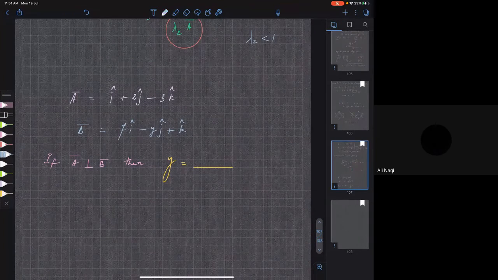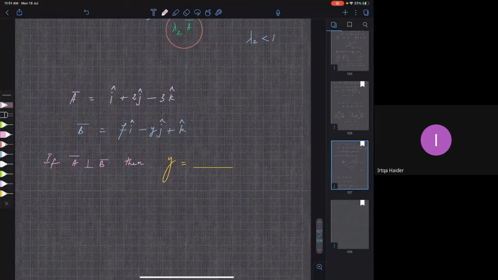So cos 90 will be zero. Tell me. Dot product is zero. Very good. Dot product is 0 here. That is the test for perpendicularity or orthogonality. Dot product must be 0.